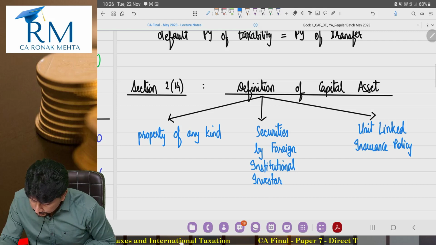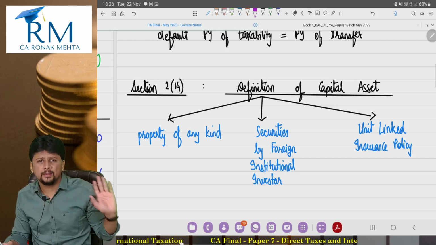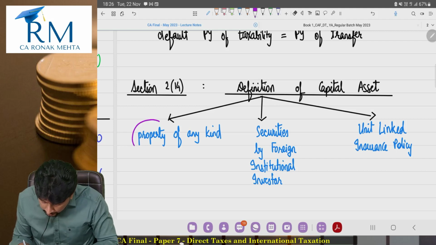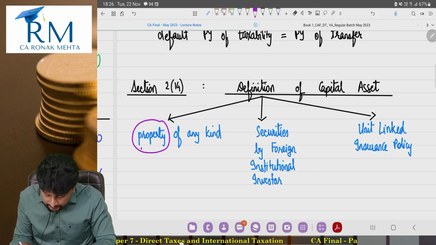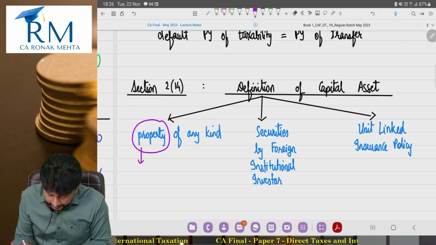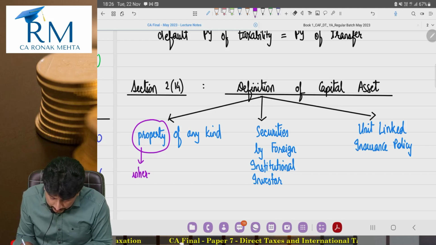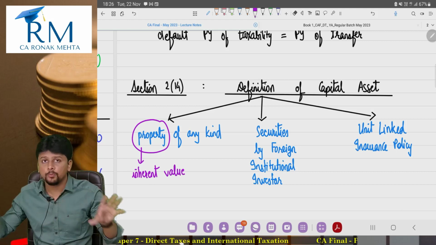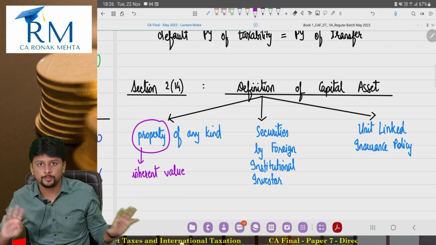Property of any kind held by the assessee. What is the meaning here? The word property indicates anything and everything that has some inherent value. We do not restrict ourselves to property meaning immovable property like flats, shops and godowns. No.